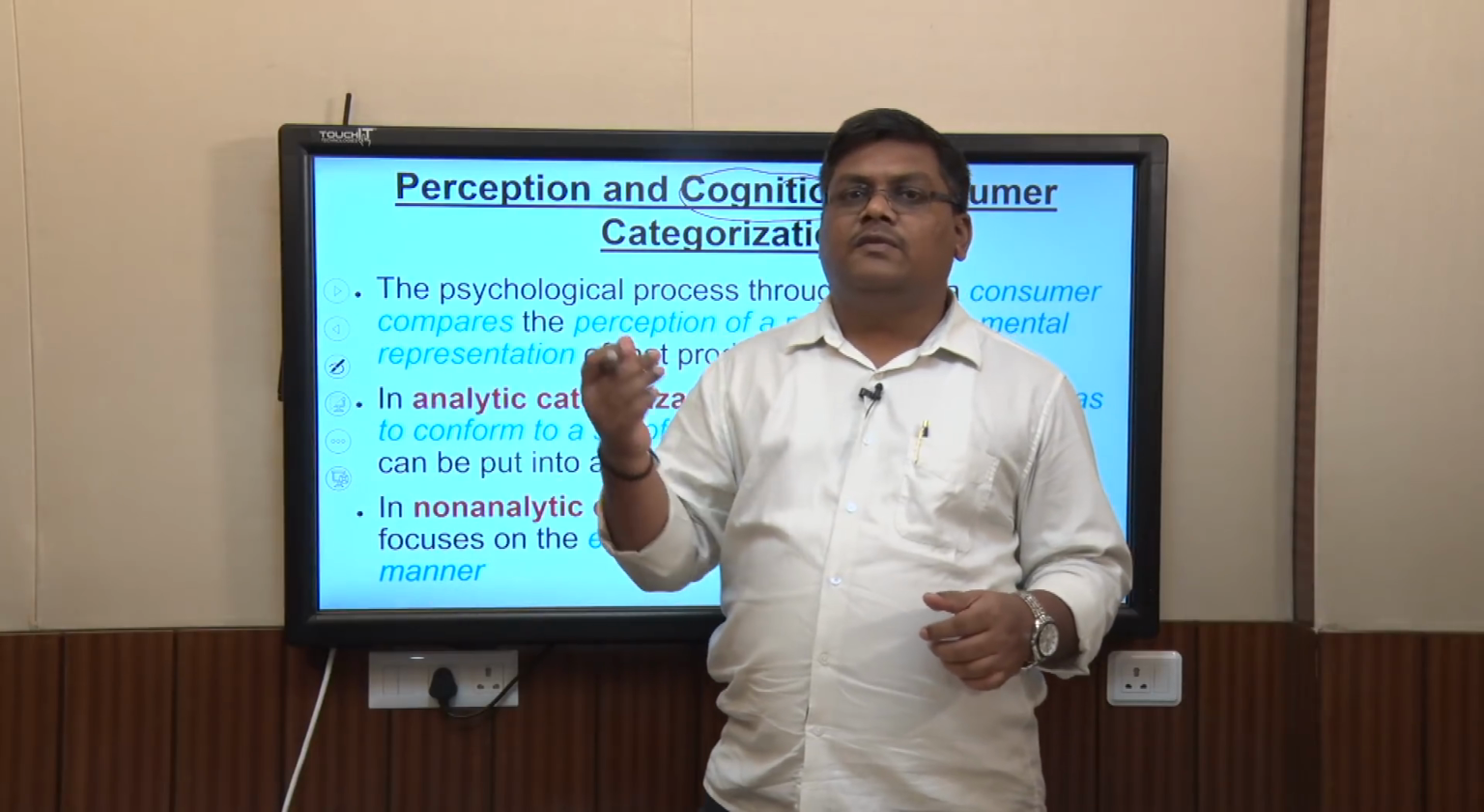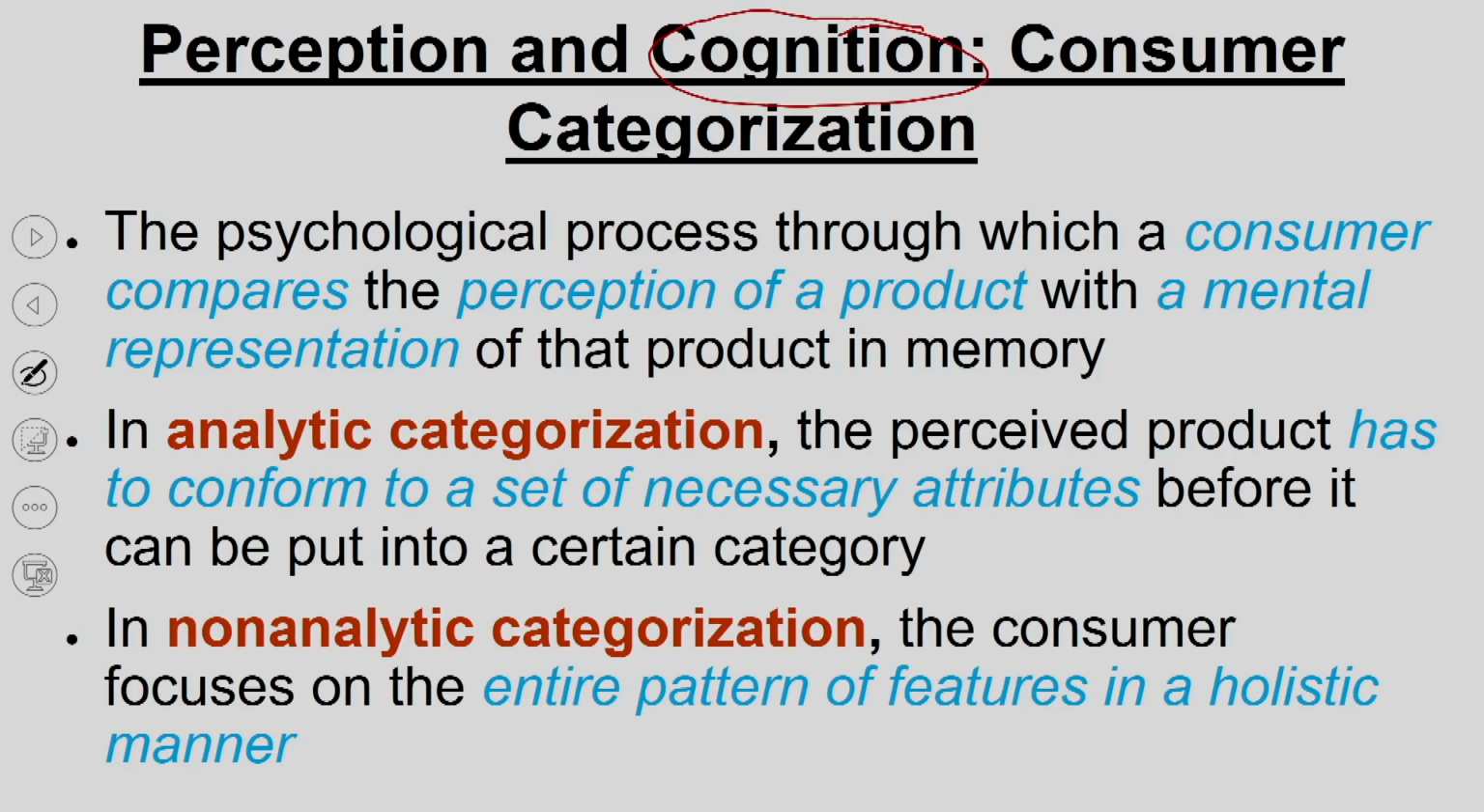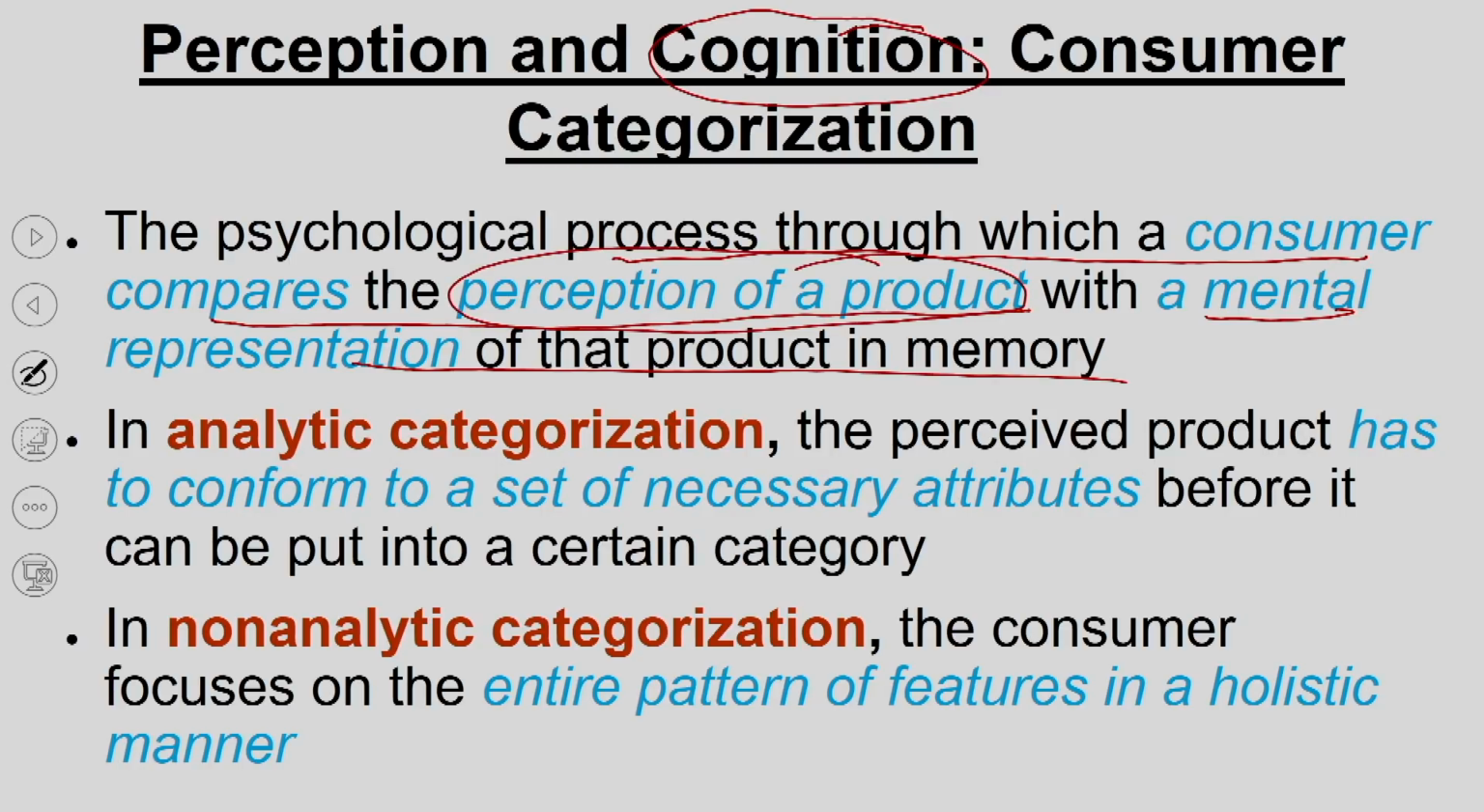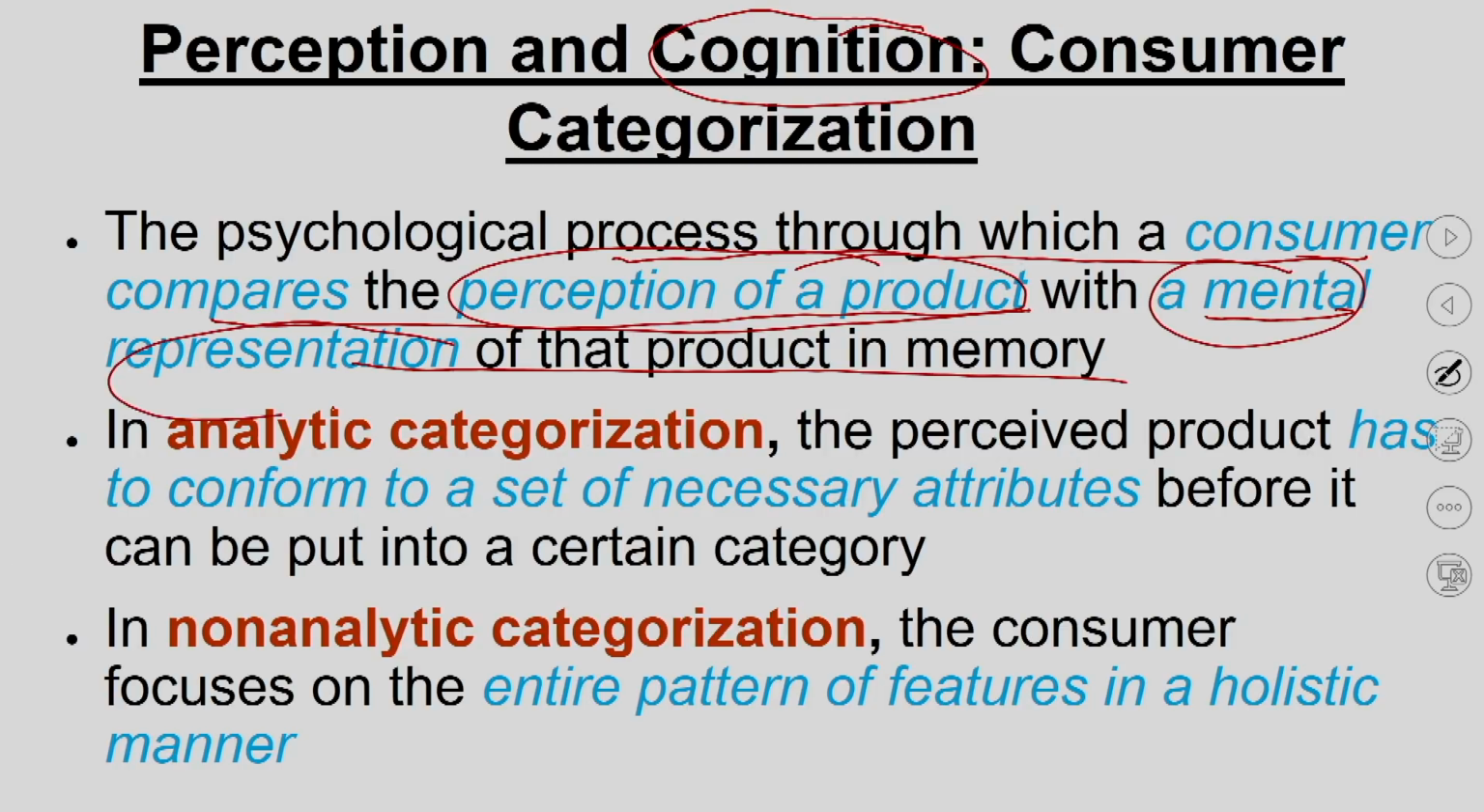How does the process of making meaning happen in consumers? The psychological process through which a consumer compares the perception of a product with a mental representation of that product in memory is what is called categorization. In categorization, the consumer has the perception of the product based on the features we have discussed before, and compares this perception with a mental representation of that product in memory.